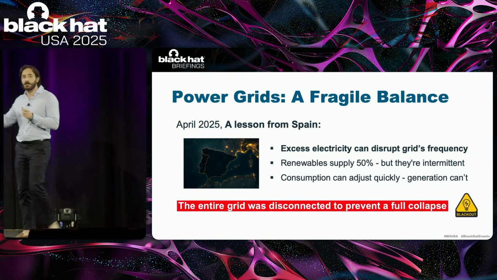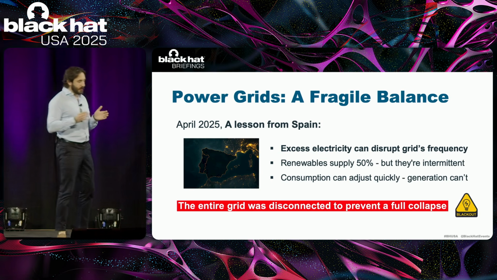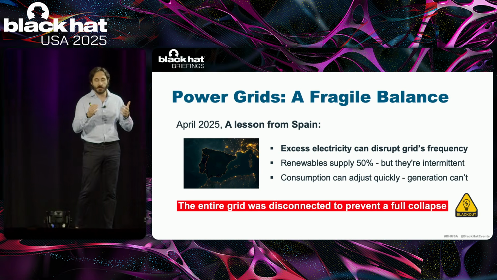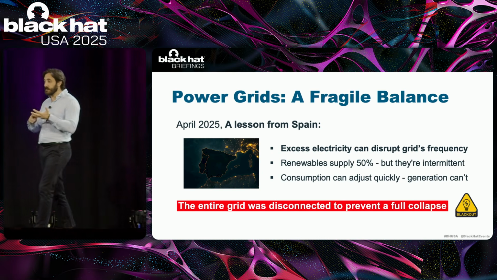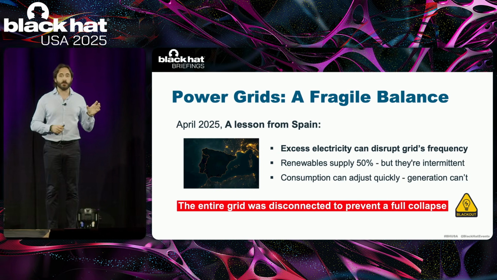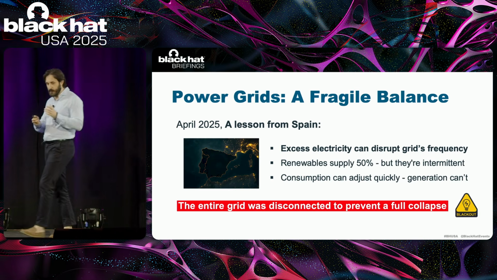That the entire grid, the national grid in Spain, was disconnected. And this blackout lasted for almost 48 hours. You can imagine the consequences of this. And we've seen the effects also in specific locations in the south of France and in the country of Portugal, because Portugal heavily relies on the electricity imported from Spain.